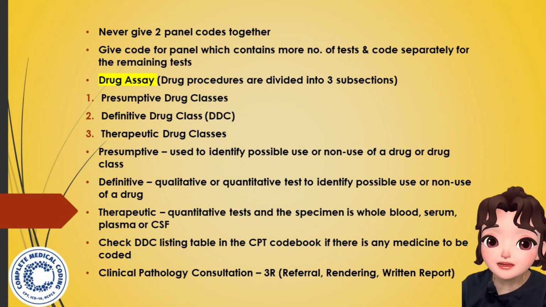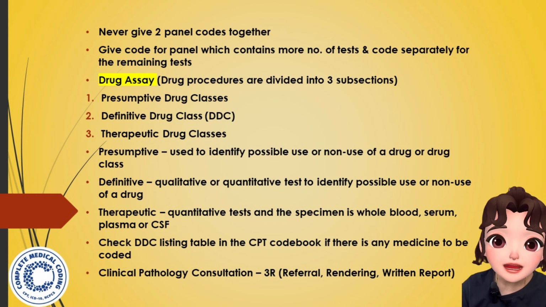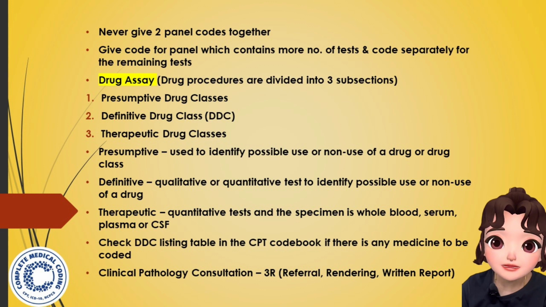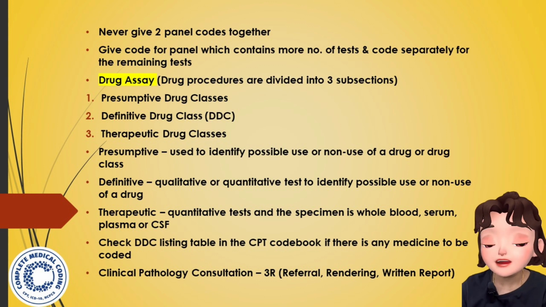So, what do you mean by qualitative and quantitative test? In qualitative test, you will get the result only as either positive or negative. But in quantitative test, that will be a detailed description of the test. Okay. Now, check DDC listing table. Check the definitive drug. There is one table in the CPT code book called as definitive drug class listing table. You can just go through that listing table for any medicine that needs to be coded. Okay, if there is any medicine that needs to be coded, you can check in that as a reference. Just as a reference, you can use that table.